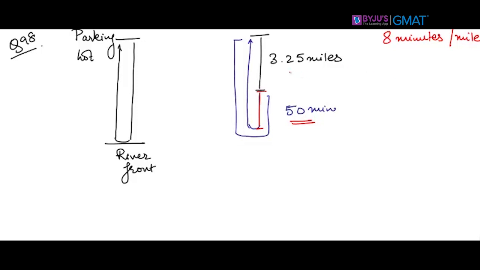So I already know that he has run 3.25 miles, and I also know the rate at which he is traveling. So I can figure out the time he will take to cover 3.25 miles. That is 3.25 multiplied by 8, and if you simplify this, you will get 26 minutes. So the time taken to cover 3.25 miles is 26 minutes.